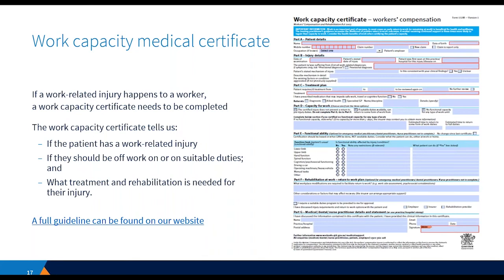One thing that I would like to clarify is that we are unable to accept pain as a diagnosis. However, if there is an underlying condition that is contributing to the pain, the condition can be accepted as a diagnosis. For ongoing claims, we require a work capacity medical certificate rather than a regular medical certificate. If you need assistance on how to fill these out, we have a full guideline on our website.